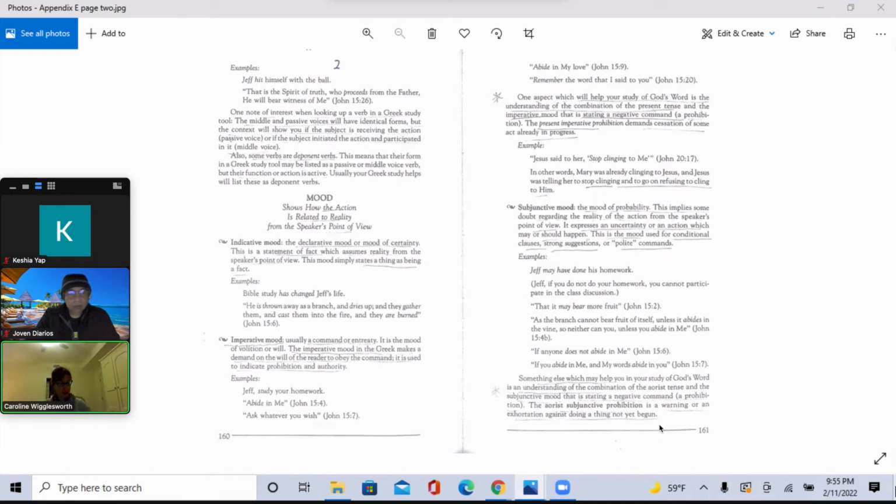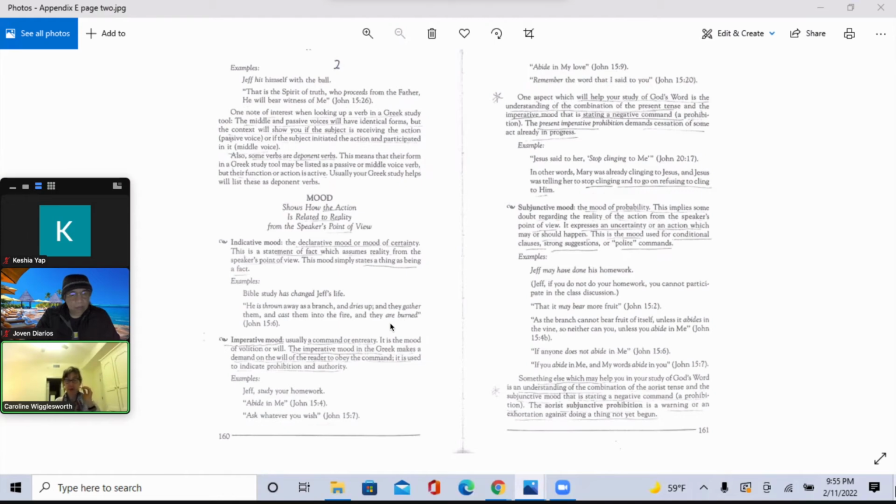So then the mood shows how the action is related to reality from the speaker's point of view. So in indicative, you have the declarative mood or mood of certainty. This is a statement of fact which assumes reality from the speaker's point of view. It simply states a thing as being a fact. For example, John 15:6, he is thrown away as a branch and dries up, and they gather them and cast them into the fire, and they are burned. Or, for an example, Bible study has changed Jeff's life. So that's the indicative mood.